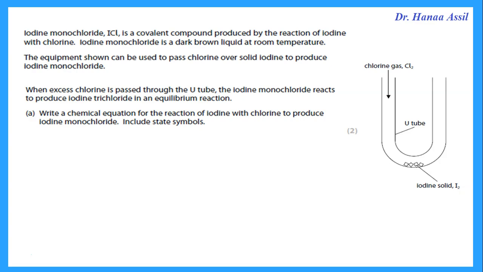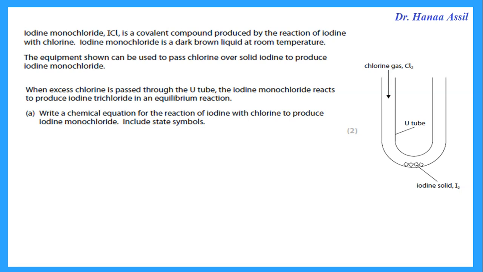Iodine monochloride is a covalent compound produced by the reaction of iodine with chlorine. Iodine monochloride is a dark brown liquid. The equipment shown can be used to pass chlorine gas over solid iodine to produce iodine monochloride, ICl. When excess chlorine is passed through the U-tube, the iodine monochloride reacts to form iodine trichloride. First of all, write a chemical equation for the reaction of iodine and chlorine to produce iodine monochloride, and we're asked to include state symbols. Please be careful. If the question requires state symbols, please make sure you put them.